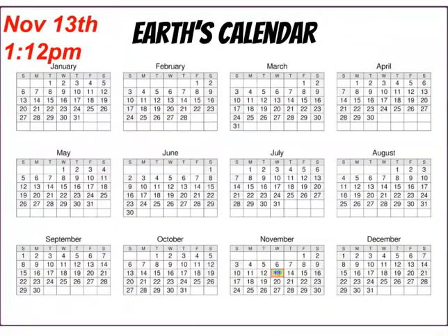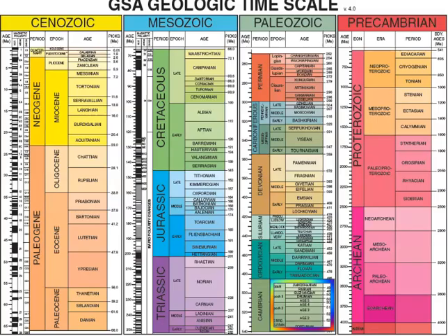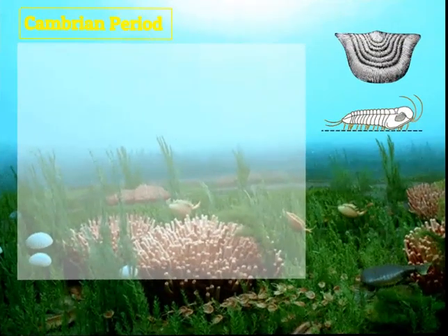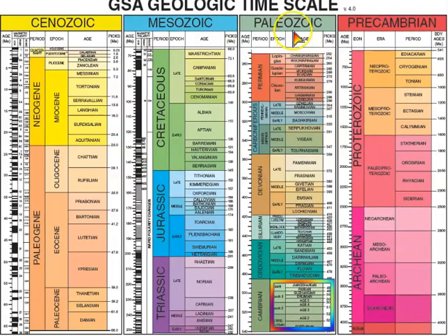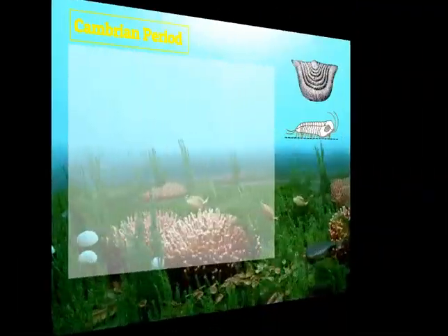Okay, so now that brings us, now look at this. Now we're way down here in November. Okay, so we went from June all the way down to November 13th. So we're getting close to the end of the year. And this is what we call the Cambrian period. Okay, this is the start of this right here. So this would be the start of the Paleozoic and the Cambrian period.